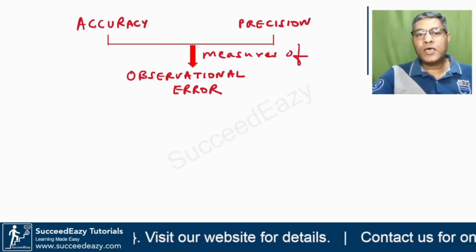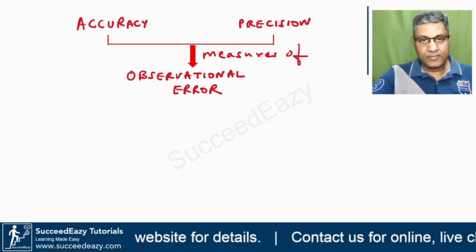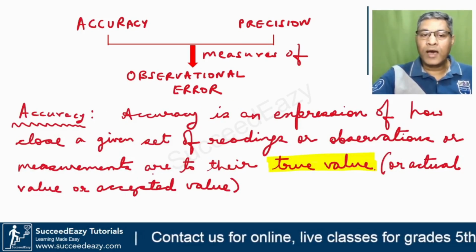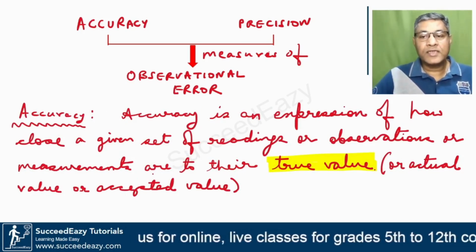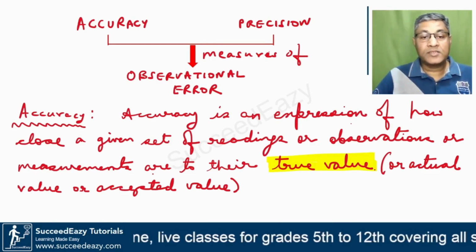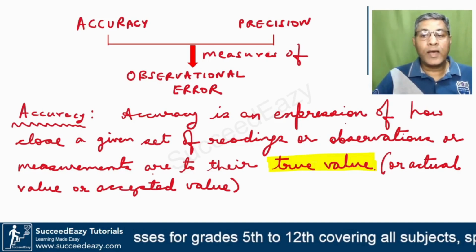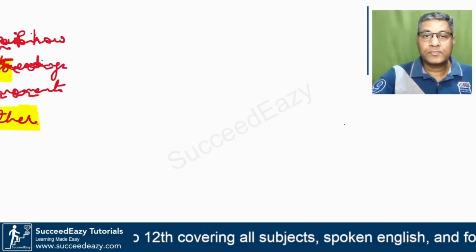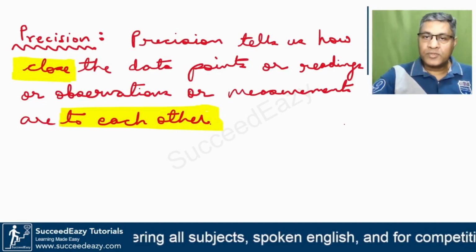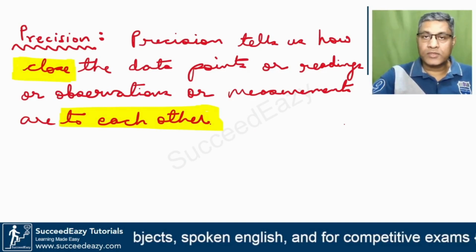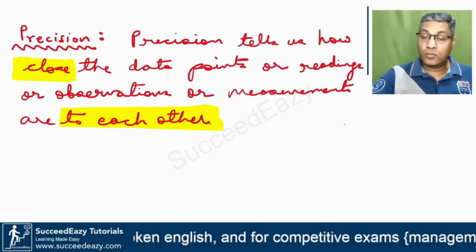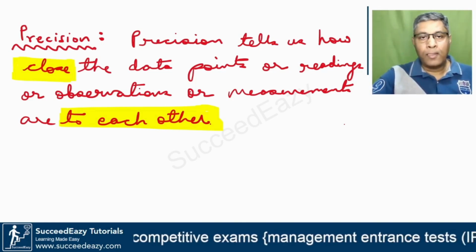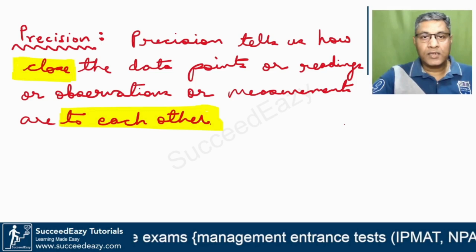Accuracy and precision both are measures of observational error. Accuracy is an expression of how close a given set of readings or observations or measurements are to their true value, or actual or accepted value. However, precision tells us how close the data points or readings or observations or measurements are to each other. Now, let me elucidate this a little bit more.